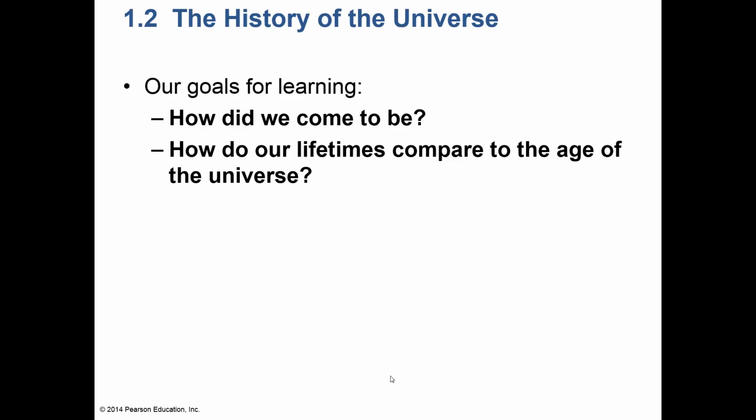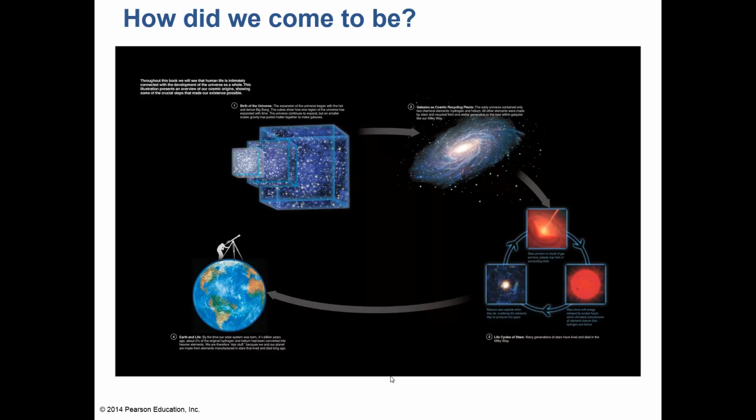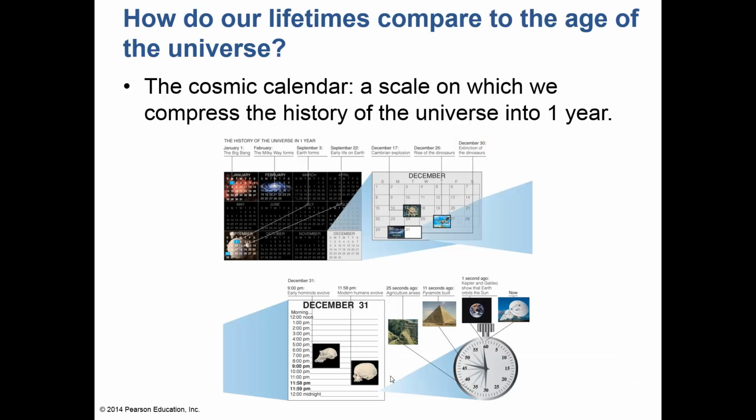So how did we come to be, and how do our lifetimes compare to the age of the universe? Let's look at that. We're going to look at the scale of the universe on a scale of a calendar year. So we're going to crunch the whole 14 billion years of history of the universe into just 1 year.